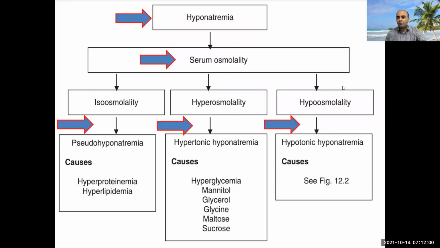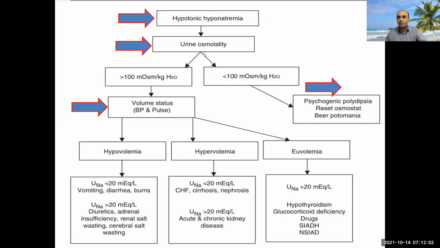Hypotonic, as we said before, this hypotonic we already discussed in the last presentation. Just to remind you, you will check your osmolarity and urine osmolarity. If your osmolarity is less than 100, you should take good history from your patient. Maybe your patient has a psychiatric problem or psychogenic polydipsia or beer potomania, and we'll discuss this also. This patient needs only free water restriction.